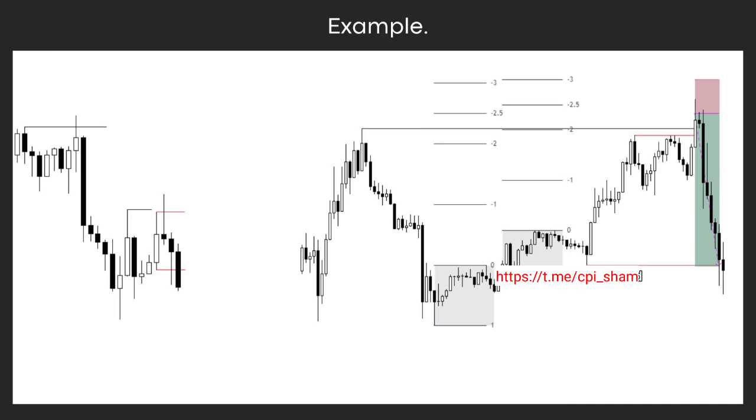And this is what we call the turtle soup entry model. So not only did we have the entry trigger and the protocols and guidelines for placing our stop loss and take profit levels, but you can also see that it's backed by the higher time frame market context and narrative.